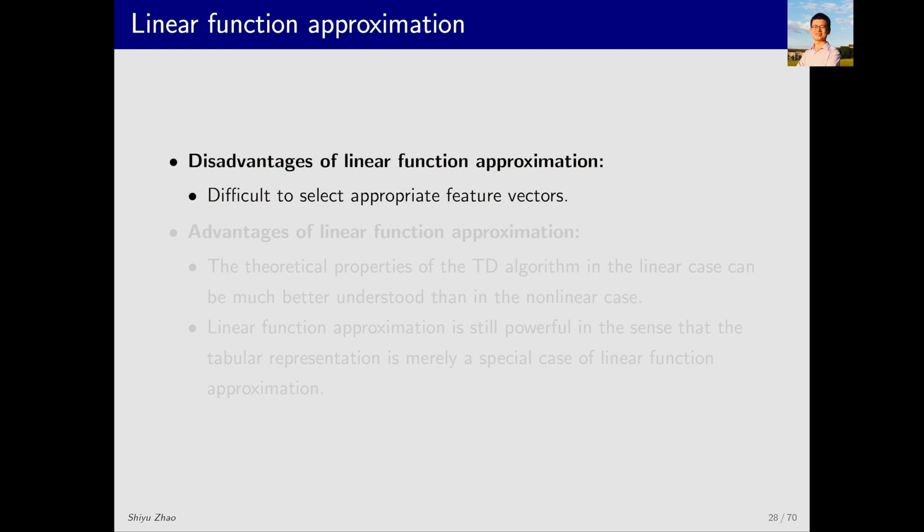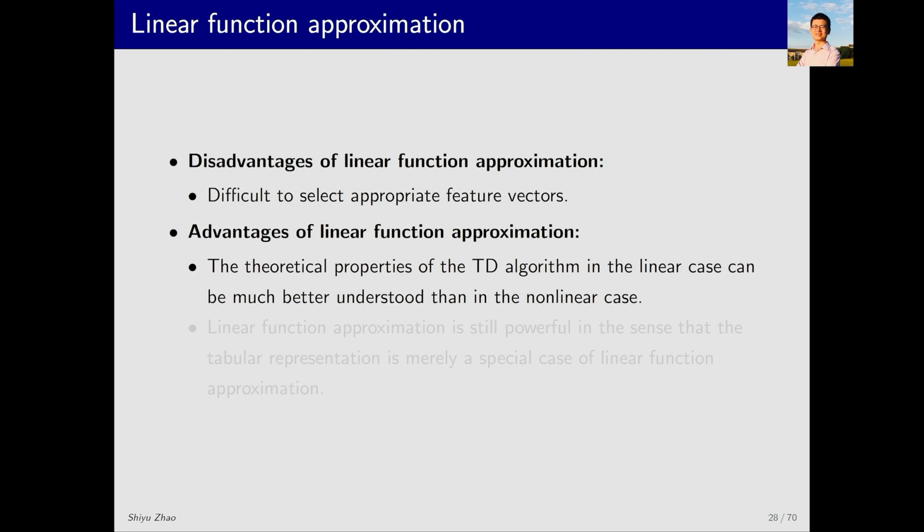First, let's talk about its disadvantages. The biggest disadvantage is that we need to choose appropriate feature vectors. This requires a good understanding of the problem. However, even with a great understanding, it's non-trivial to select a good feature vector. This is the main reason why linear functions have gradually been replaced by neural networks. Similar to traditional machine learning, which has been gradually replaced by deep learning.